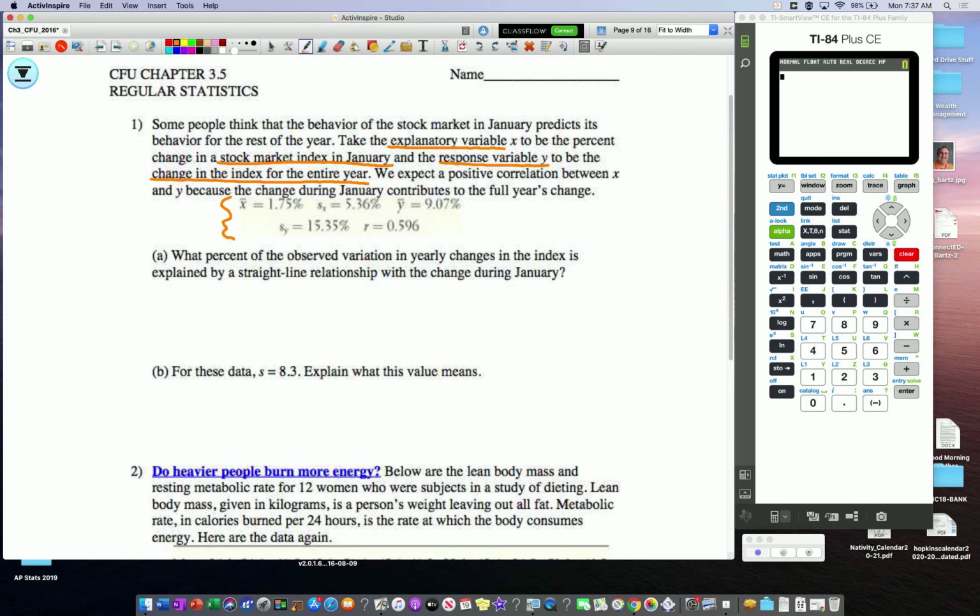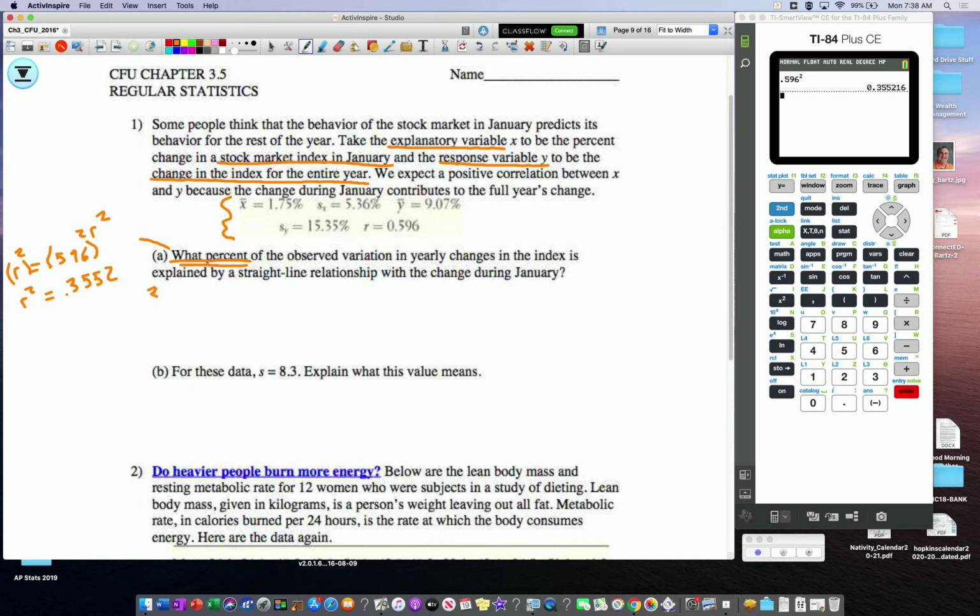When you see "what percent," you should be thinking about R squared. Notice how they give us R. R is 0.596, so all I have to do is square both sides. On my calculator, 0.596 raised to the second power is 0.3552. I tend to go out 4 decimal places.